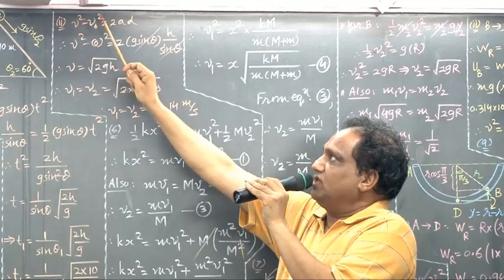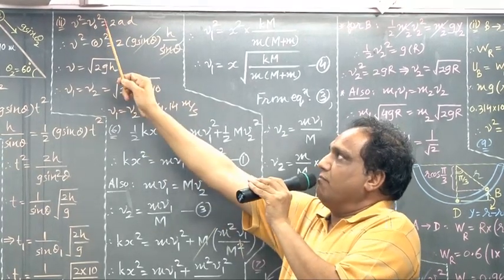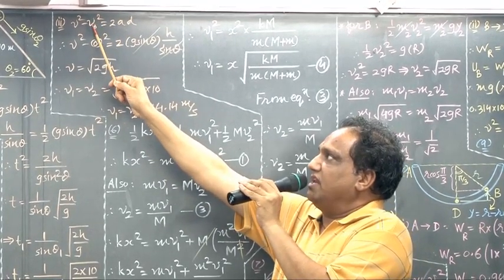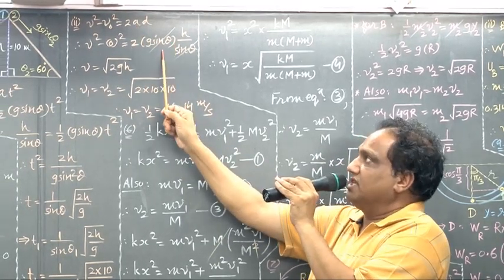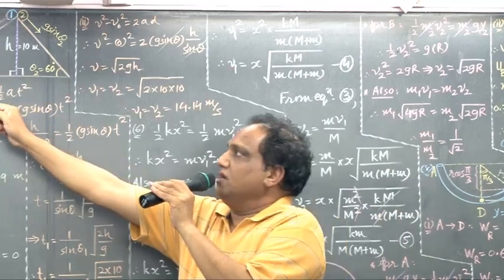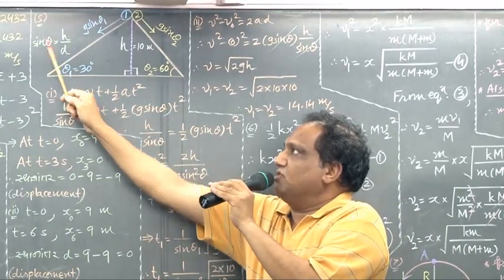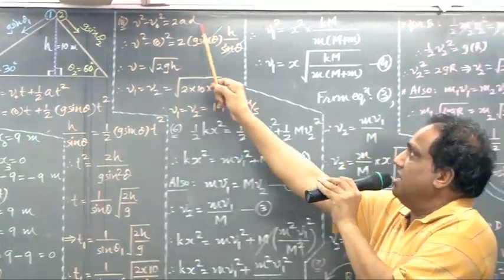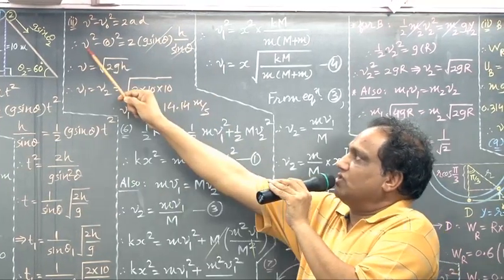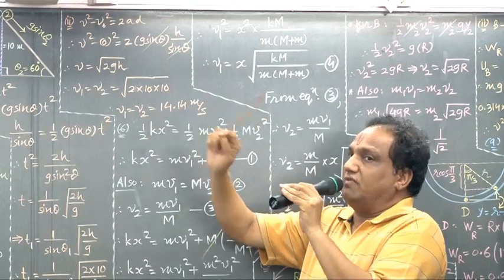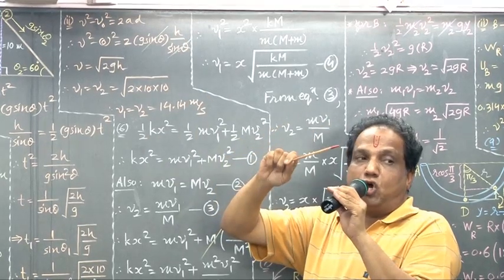v square minus v0 square equals 2ad. Because both the bodies started from rest, their initial velocity was 0. Acceleration parallel to the surface of the slope is g sin theta. The d value from here will be h upon sin theta. Sin theta will cancel. So v square equals 2gh.